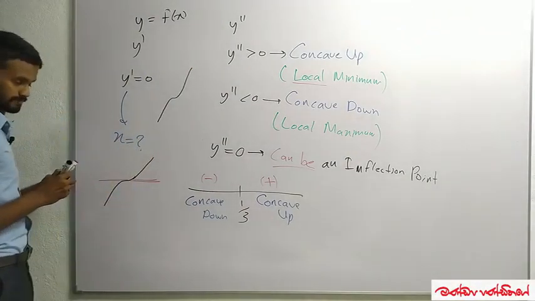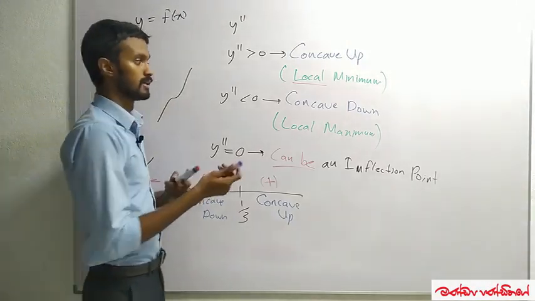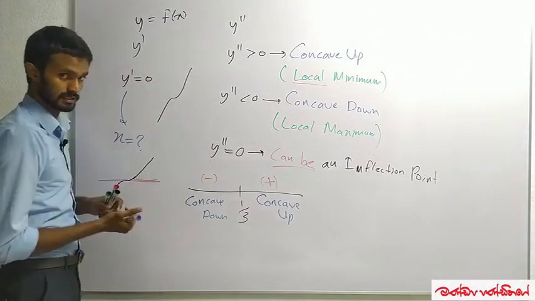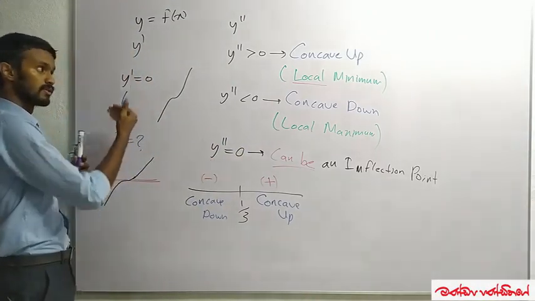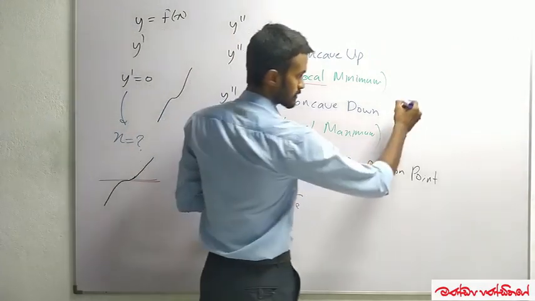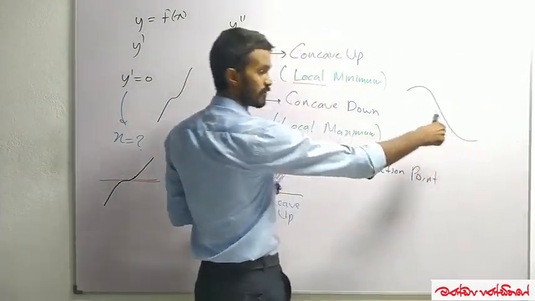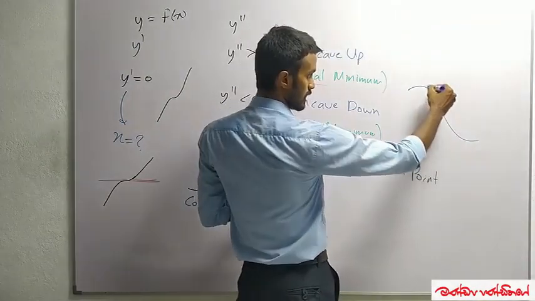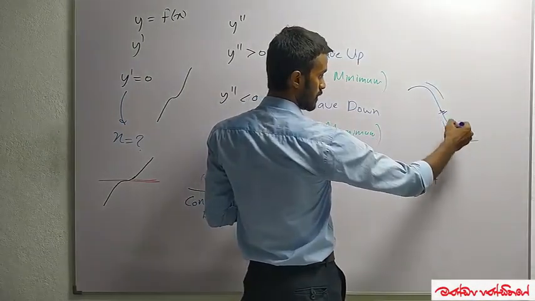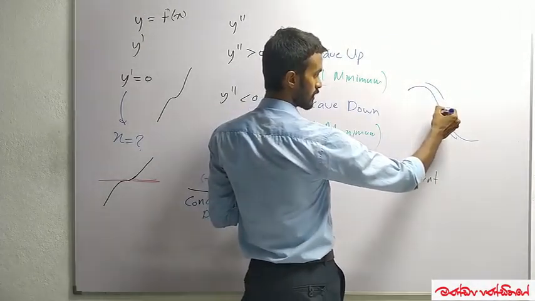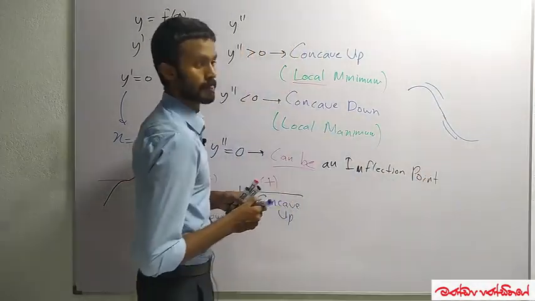But if we get an inflection point only when y double dash equals 0, and the first derivative was not equal to 0 there, the graph just continues like this. As in the graph we did, there was a concavity change here. It is concave down to concave up, but there's no deformation, no defect in the graph. The graph just continues like this.